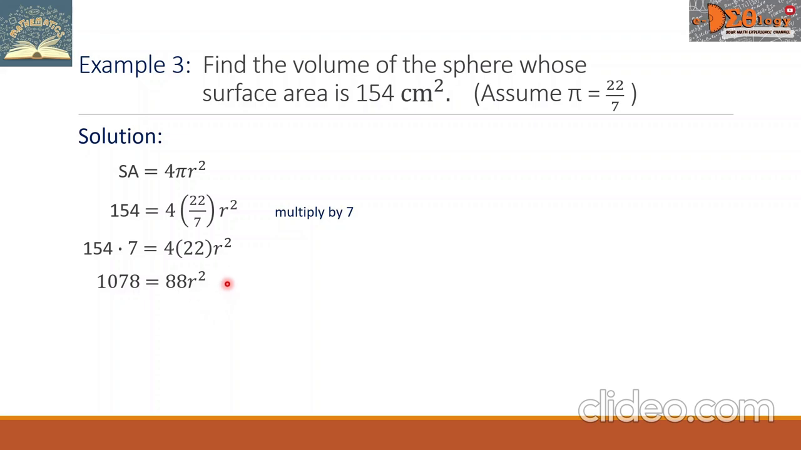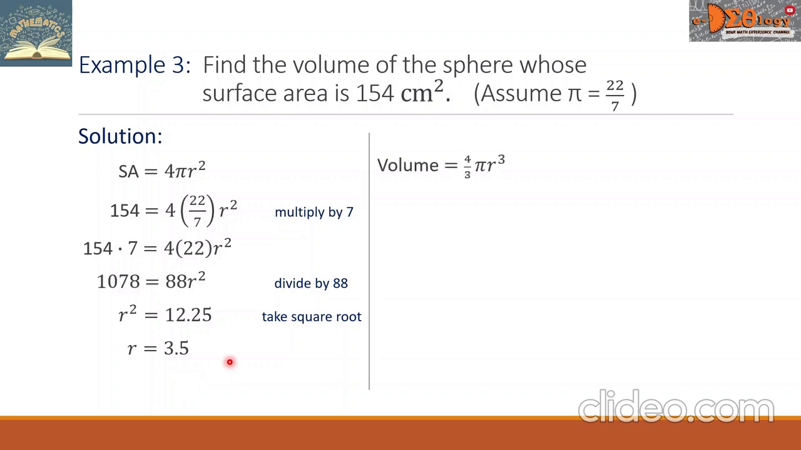We want r square here. So let's divide the equation by 88. The r square now equals 12.25. We take the square root of both sides, so we will get the value of r, or the radius, as 3.5. Then, let us write the volume formula.